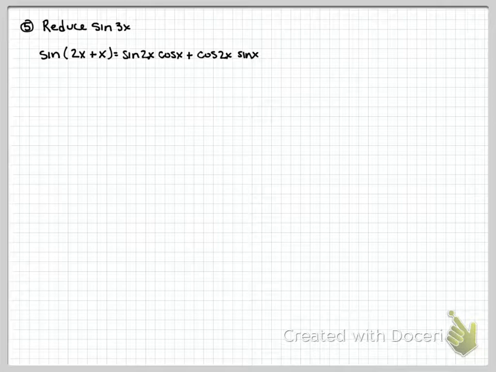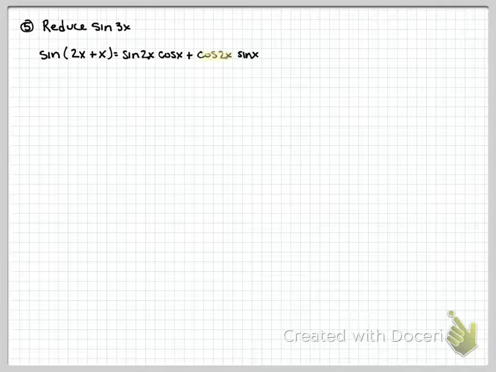Alright, now I'm going to leave this cosine of 2x. I'm just going to leave it alone for right now. I'm going to highlight it a little bit.